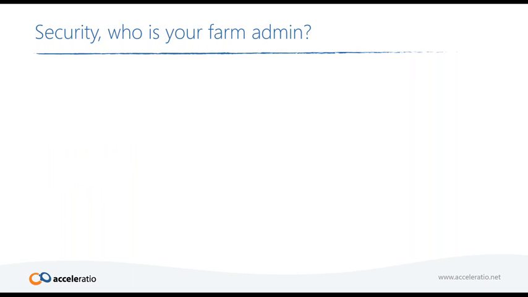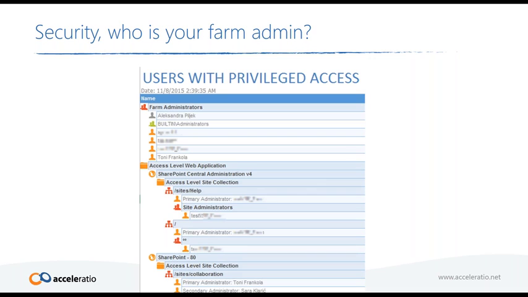When you are managing a farm for a larger organization, you should definitely take a look from a security perspective and find out who the people are that have privileged access. So these are the administrators that can give themselves rights to content. So you might have a top secret site collection, like this one here, and then you will notice that I am actually a primary administrator. So that means that I can go into this site collection and I can get information about all the content, so I can go inside.